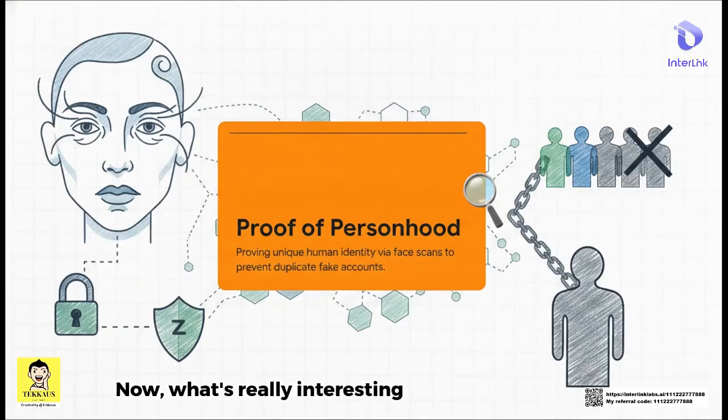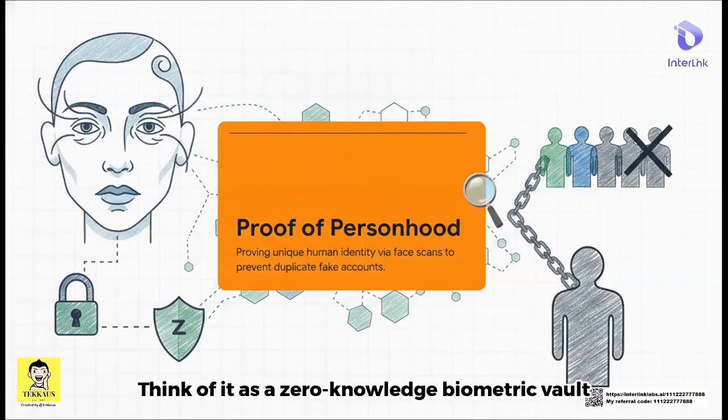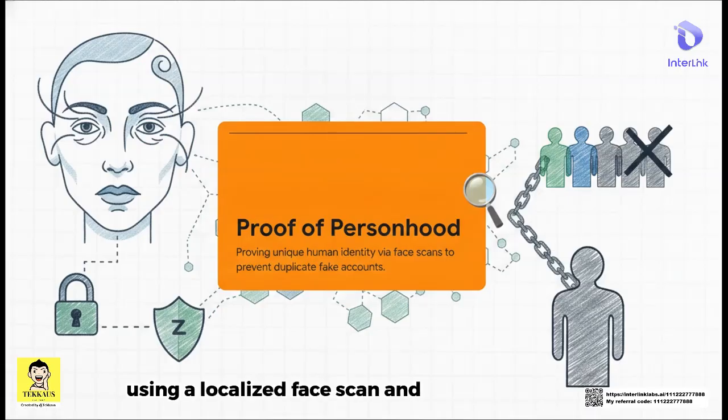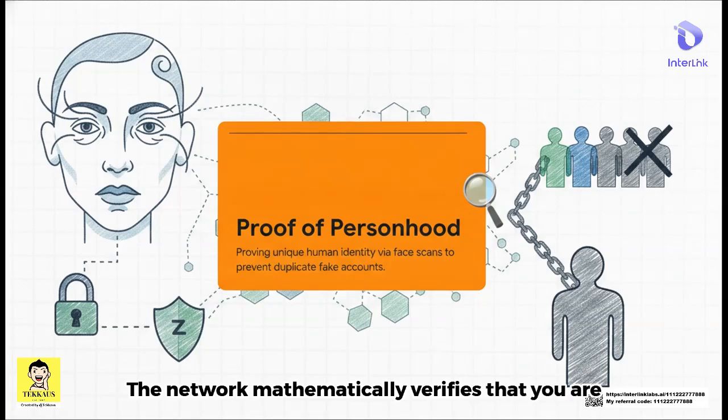Moving on to Section 2, Proof of Personhood, your digital passport. Now, what's really interesting about their approach is how they handle proof of personhood, or POP. Think of it as a zero-knowledge biometric vault. You basically prove your unique human identity using a localized face scan and liveness detection. And this is crucial because it strictly prevents 2D photos or sophisticated deepfakes from tricking the system. But here's the absolute best part for the privacy-conscious folks out there. Because it uses zero-knowledge proofs, your raw biometric data never actually leaves your device. The network mathematically verifies that you are unique without ever learning your personal details.